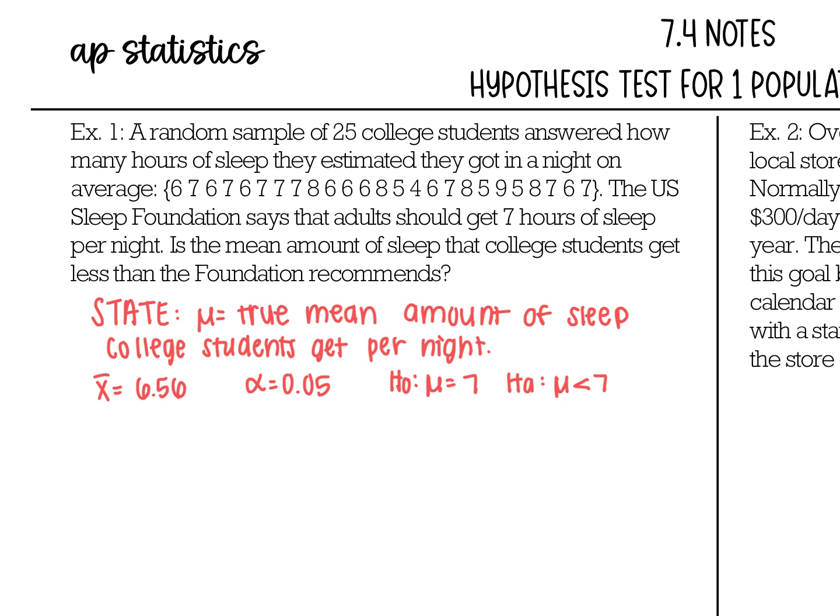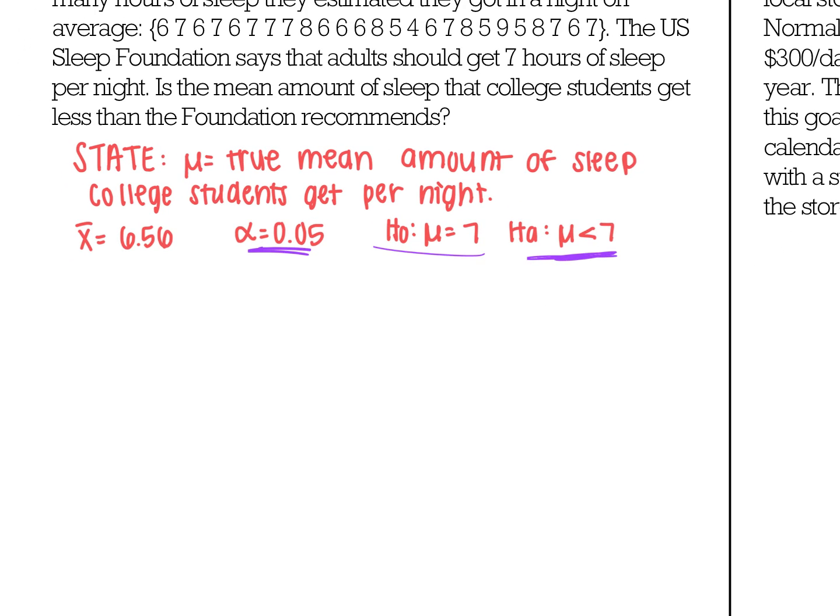My significance level is 0.05, which means I will make a 95% confident guess. And my hypotheses: my null hypothesis says that the mean is equal to 7, and my alternative, my claim against this, is going to be that the mean amount of sleep that they get is, of course, less than 7. Okay, so that is our first step, to state what we were able to take away from the problem.